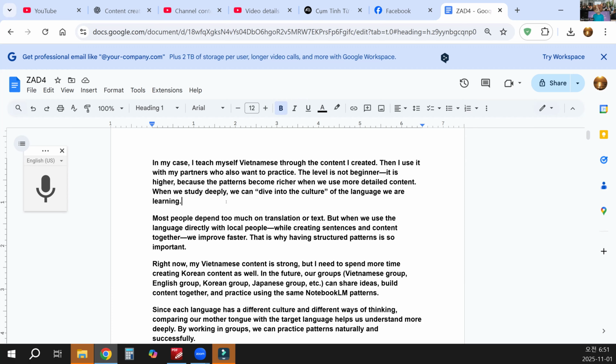The level is not just bigger, it's higher, because the pattern becomes richer when we use more detailed content. When we study deeply, we can dive into the culture of the language we are learning. Most people depend too much on translation and text, but when we use the language directly with local people while creating sentences and content together, we improve faster. That is why having a structured pattern is so important.